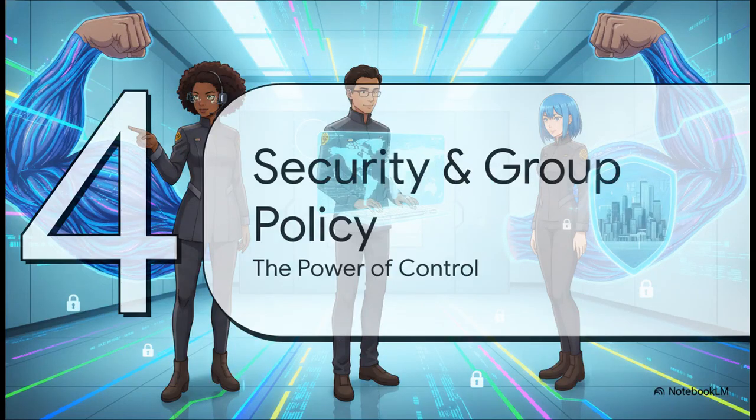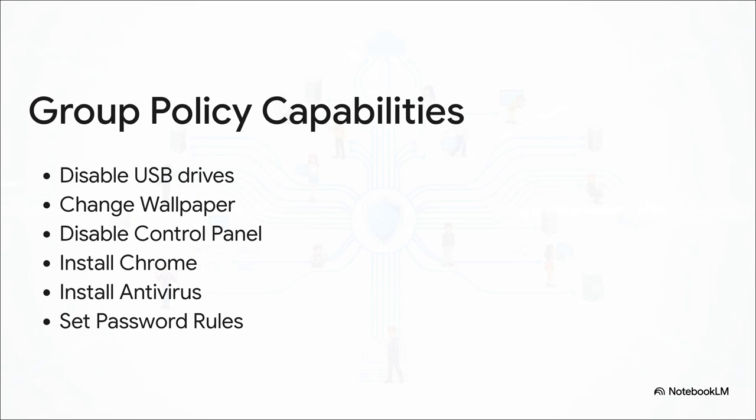Section 4. Security and group policy. Let's talk about the real power of control. This is where we get to group policy, or GPO. This is, without a doubt, one of Active Directory's absolute superpowers. An admin can literally execute remote commands across thousands of computers at once. Need to disable all USB drives for security? Done. Change the company wallpaper on 5,000 screens? Easy. You can deploy Chrome, push out antivirus updates, or install printers without ever getting out of your chair.